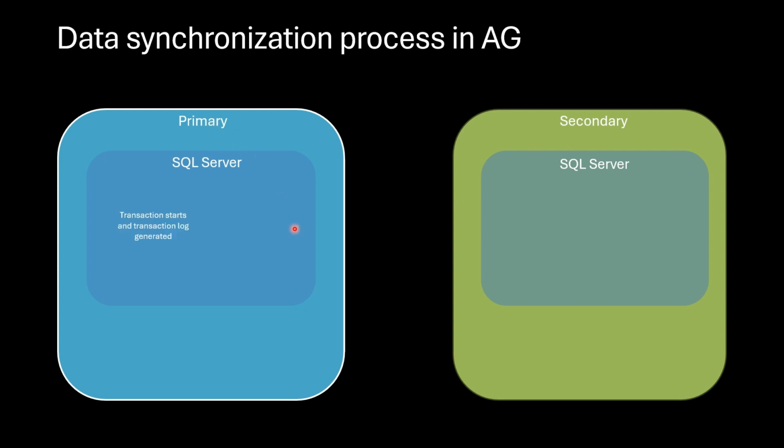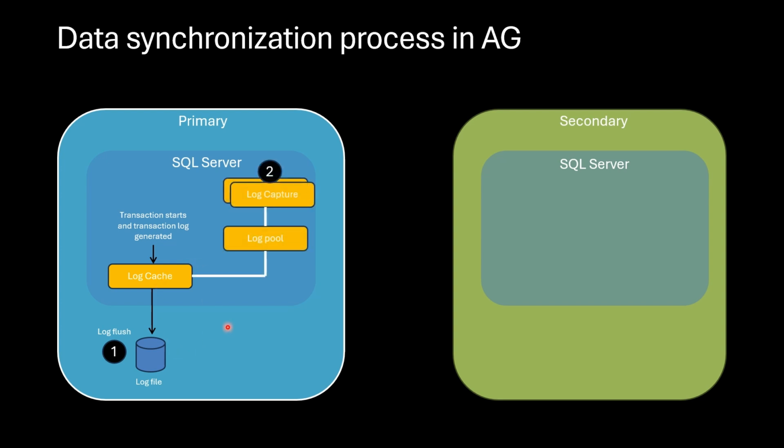The synchronization process starts with the start of transactions in primary. Transaction logs are first moved to log cache to be flushed to transaction log file on hard drive. We call this log flush here. At the same time, to move transaction logs to secondary, the logs are captured and placed to sending queue. Then the messages are sent across the wire to the respective secondary replica.